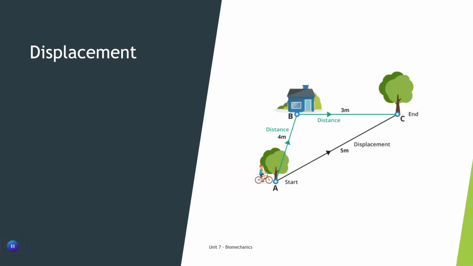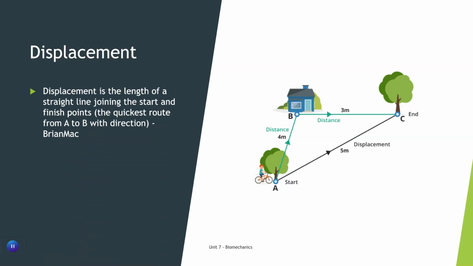Next topic is displacement. Displacement is the length of a straight line joining the start and finish points, the quickest route from A to B with direction. This means displacement is a vector quantity. The equation for displacement is displacement equals velocity times time.